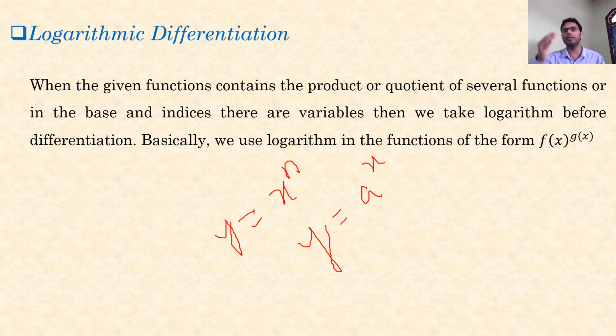But variable to the power variable, we have no formula for differentiation, and that is why if those types of functions are obtained to differentiate, then you should use logarithm before differentiation. That is the main topic.